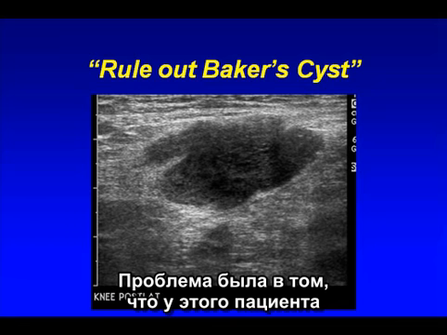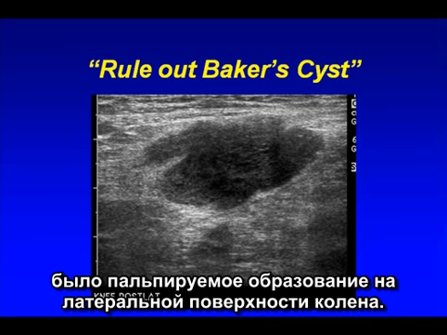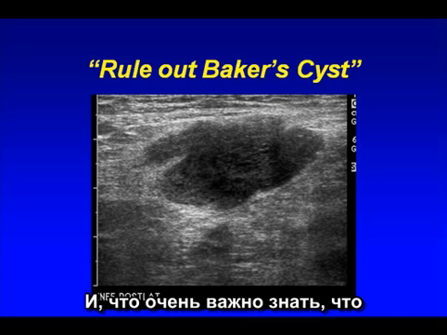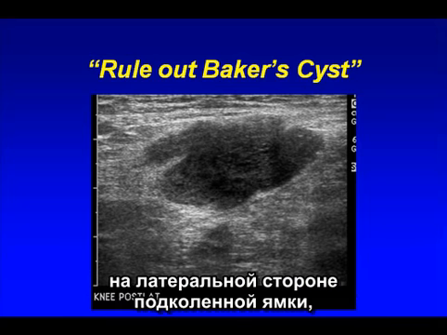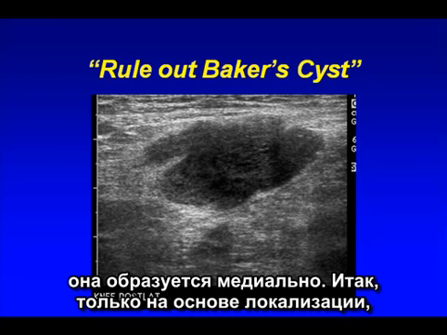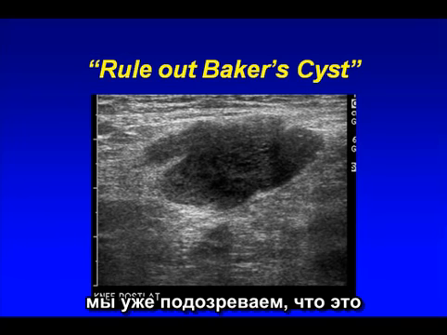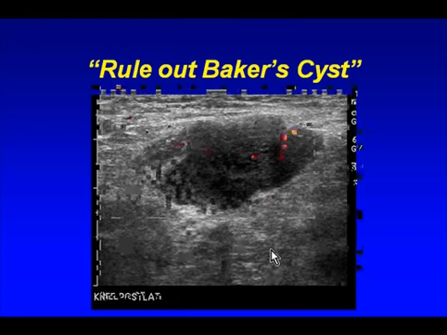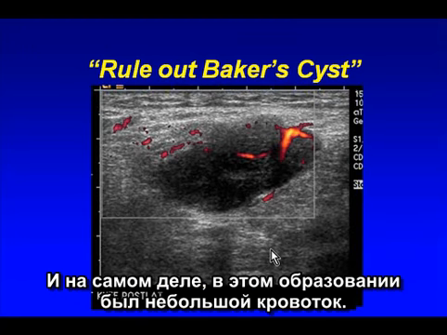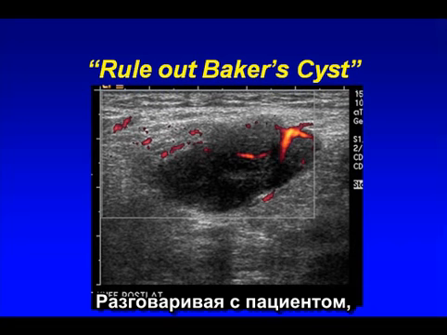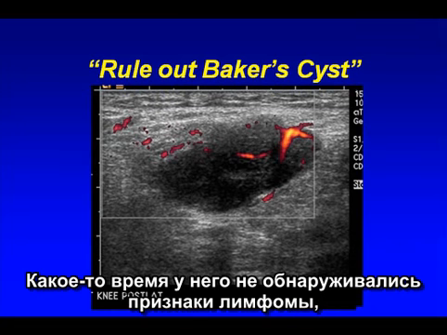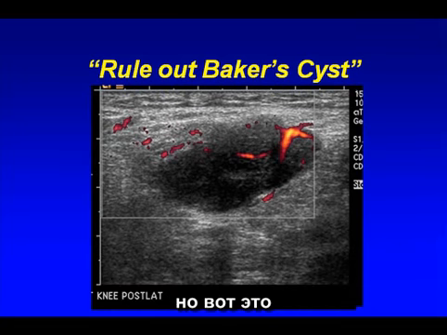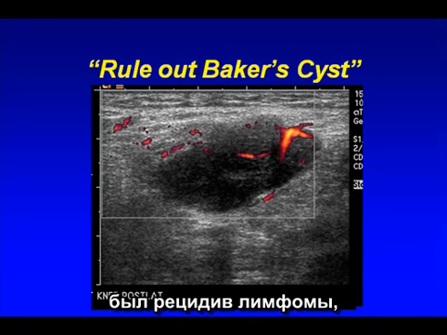The problem was that the same patient had a palpable nodule in the lateral aspect of the knee. And it's very important to recognize that Baker's cysts do not occur laterally in the popliteal fossa, they occur medially. So by location, already we were worried that this was something else. And in fact, it did have some blood flow within it. In speaking with the patient, she had a history of lymphoma. She was thought to be free of disease, but this was a recurrent lymphoma, and the popliteal area at this lesion was positive on a subsequent PET scan.